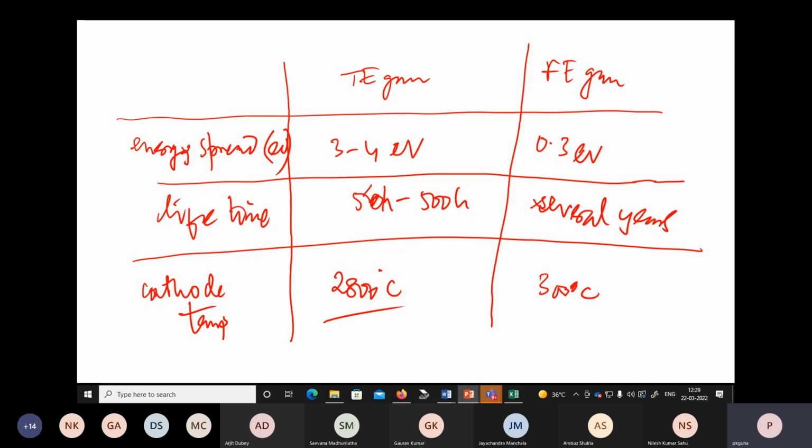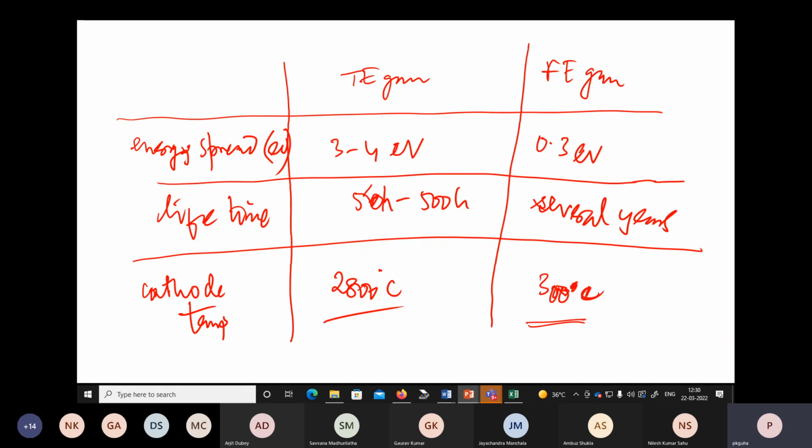Because this gun will also heat up, since you are applying a very high electric field at the tip, but you see the temperature is much less compared to that of the thermionic emitted gun. Now, I told you that the entire SEM you keep at high vacuum. This high vacuum not only helps by increasing the mean free path of the electron, it also improves the lifetime of your gun.